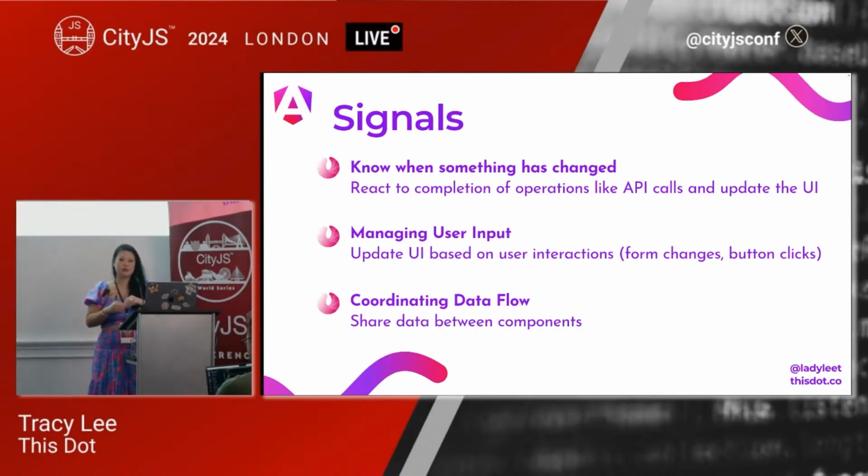So signals are amazing because they just allow you to know when something has changed within your app. So you're reacting to completion of operations like API calls, and you can just update the UI. I'll show you guys that in my app in a second. Managing user input, right? Just updating the UI based on user interactions, and coordinating data flow.